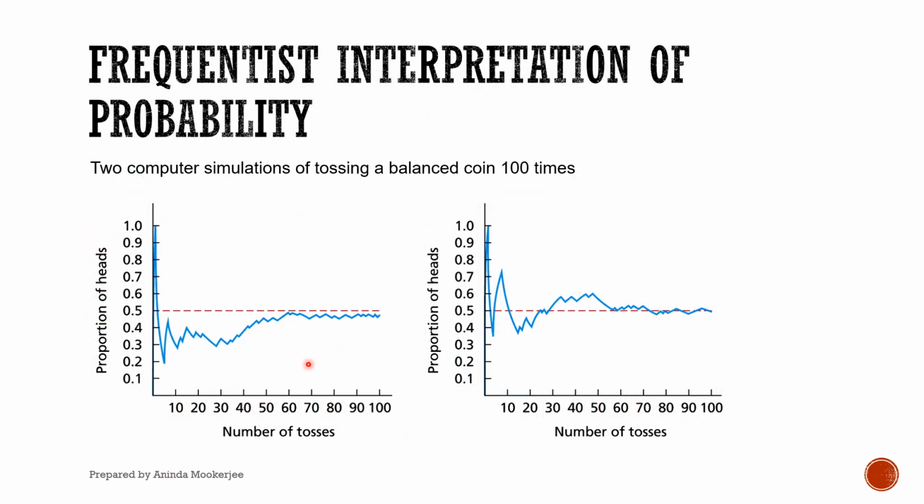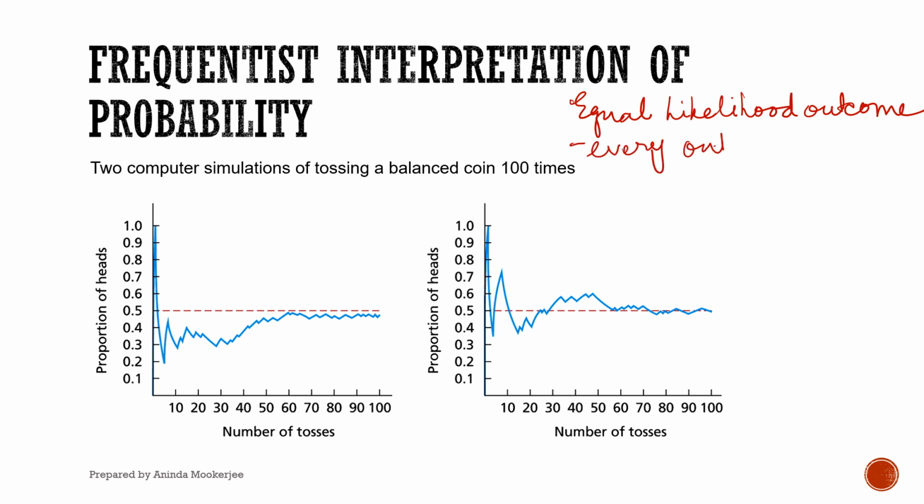We are now going to discuss what's called the frequentist interpretation of probability. Now, this concept arises from what we just learned about the equal likelihood outcome. What does the equal likelihood outcome state? It says that every outcome has an equal chance of occurring.